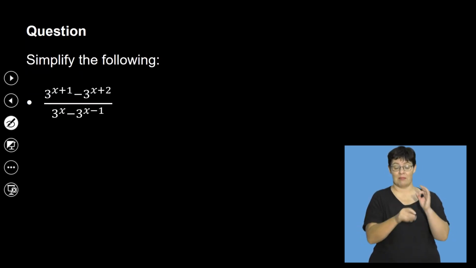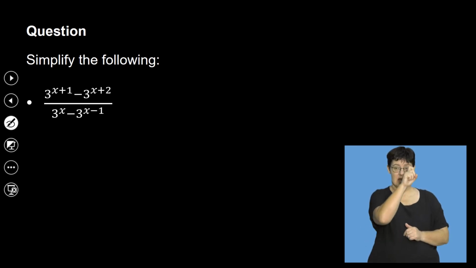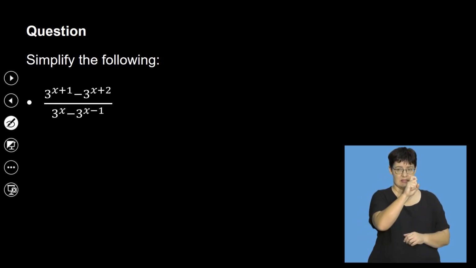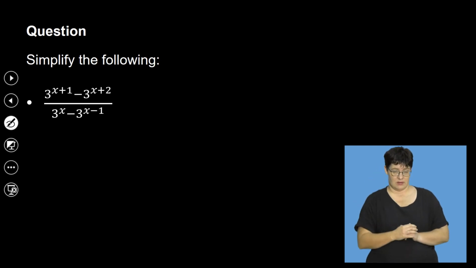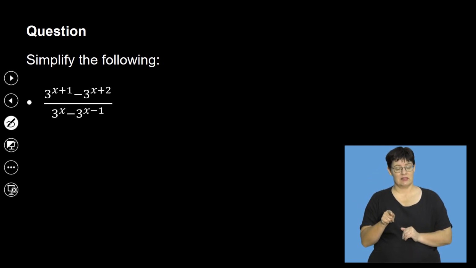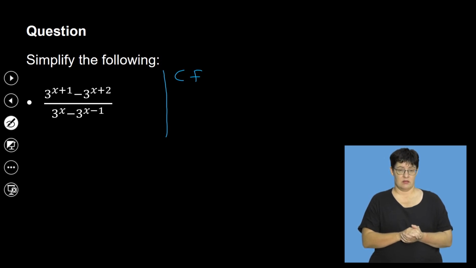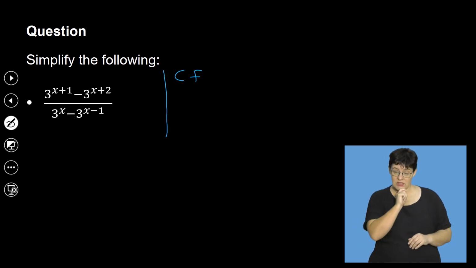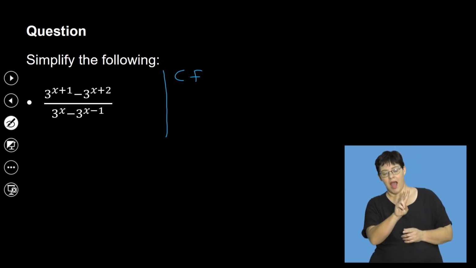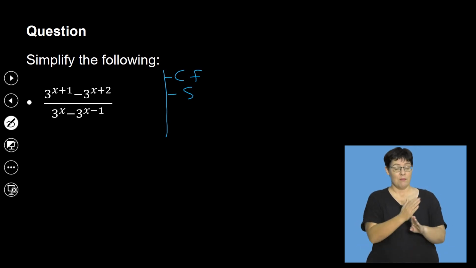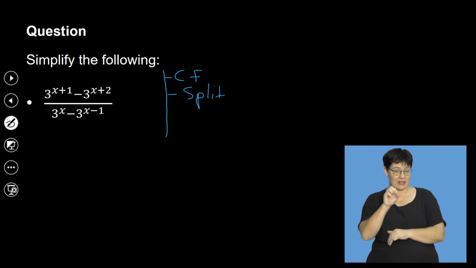To simplify the first question, which is 3 to the exponent of x plus 1 minus 3 to the exponent of x plus 2, divided by 3 to the exponent of x minus 3 to the exponent of x minus 1, this is the one where the concept of taking out a common factor comes into play, and using it properly. Before you get to the common factor, you will need to do what we call split this thing.